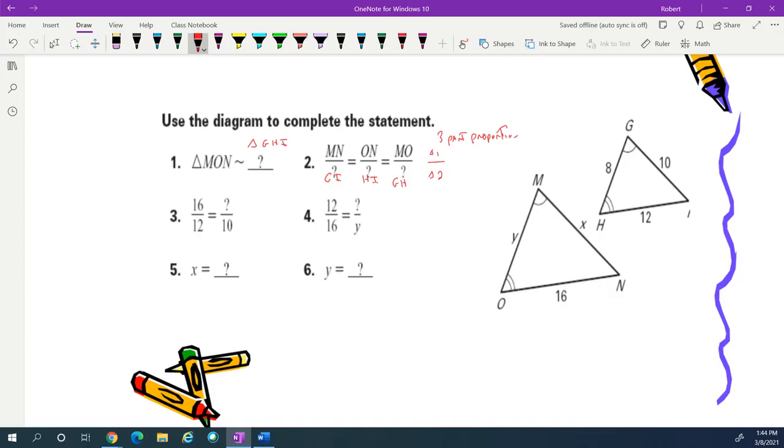So knowing them in the picture is important, but naming them is equally important. And we want to name those in corresponding order.